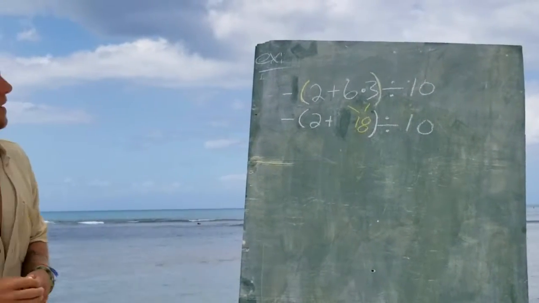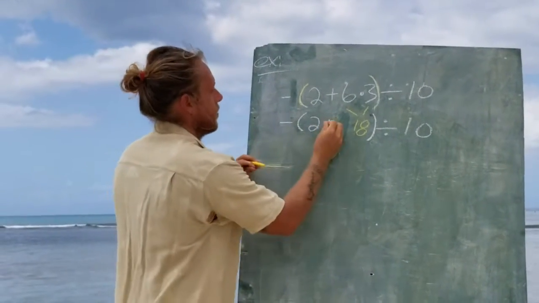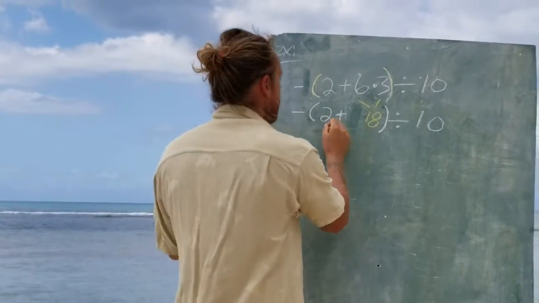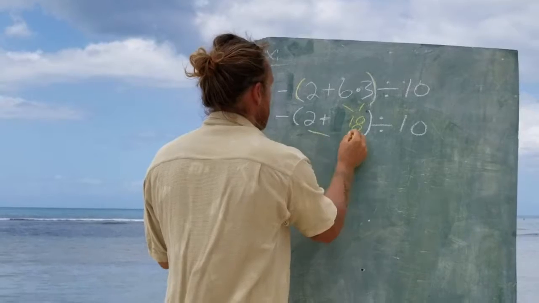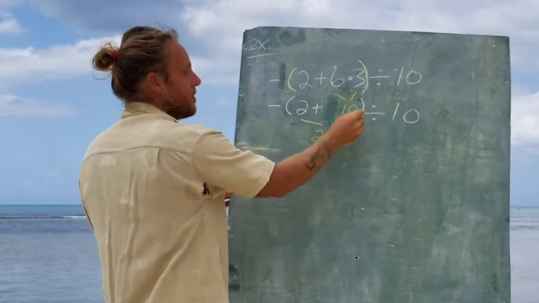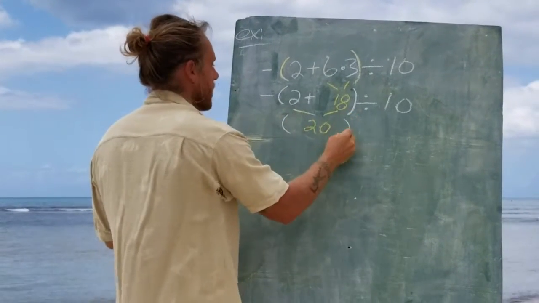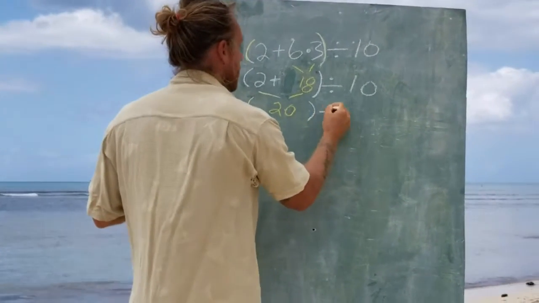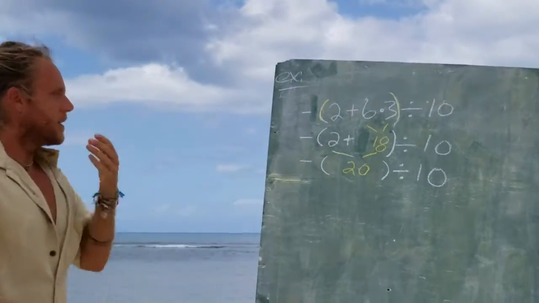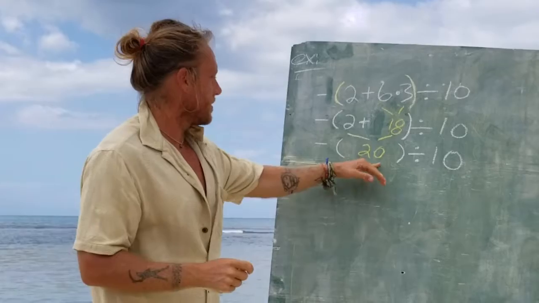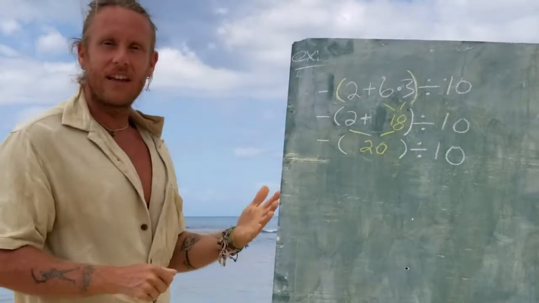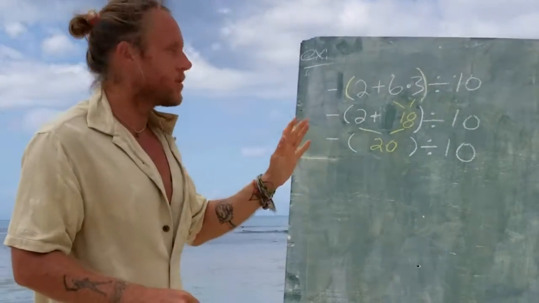All right. We're still working within these parentheses. 2 plus 18, 20. Bring everything else down. Remember, keep these parentheses. All right, so there are no more grouping symbols. Remember, there's just a 20 between these. So what do we do next? Multiplication and division in order from left to right.